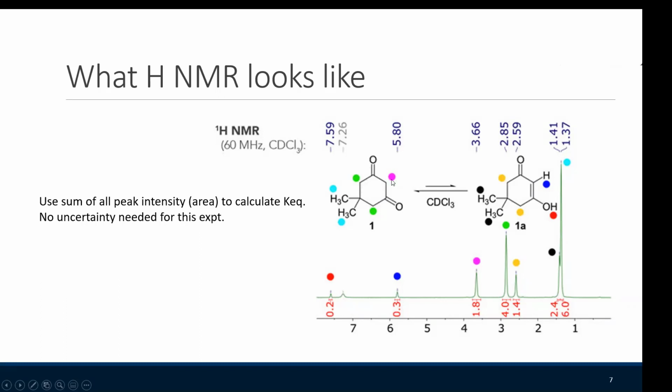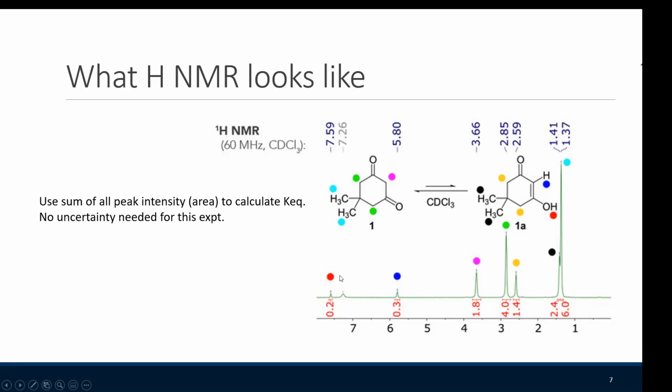I label each hydrogen position with a different color. So these two methyl groups are in light blue, and these two methyl groups are in black, because they are really far away from the carbonyl groups. So their chemical shifts, the methyl groups, should be very similar. So I label here, the larger peak is the methyl hydrogen from compound 1, and the black peak, can you see that shoulder there? There's a small shoulder, that's the methyl hydrogen from compound 1A.